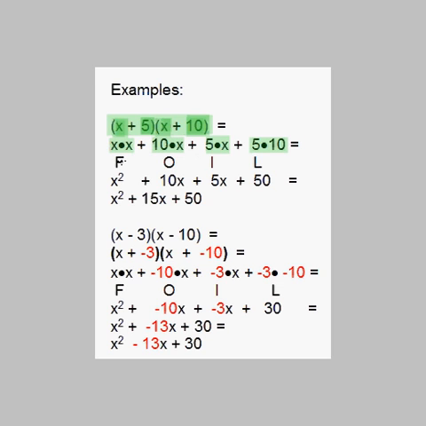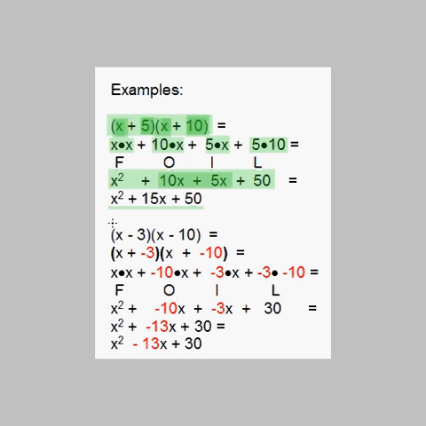So we get the FOIL, first, outer, inner, last terms. So that gives us x squared plus 10x plus 5x plus 50. We can combine 10x plus 5x to make 15x. So our final answer is x squared plus 15x plus 50.